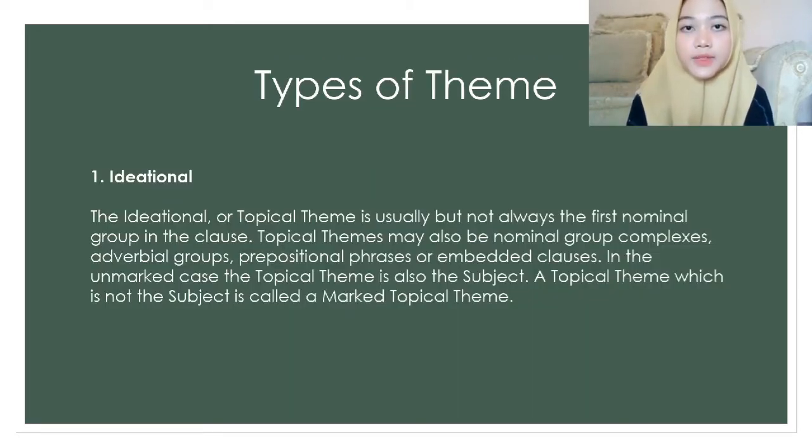All right, the types of theme. There are three types of theme. The first is ideational. The ideational or topical theme is usually, but not always, the first nominal group in the clause. Topical themes may also be nominal group complexes, adverbial groups, prepositional phrases, or embedded clauses. In the unmarked case, the topical theme is also the subject. A topical theme which is not the subject is called a marked topical theme. Let's see the example.